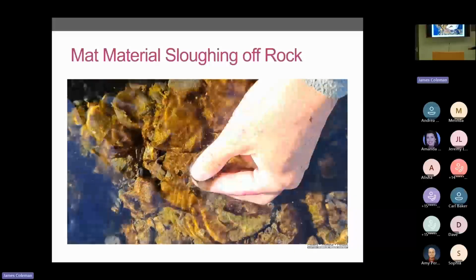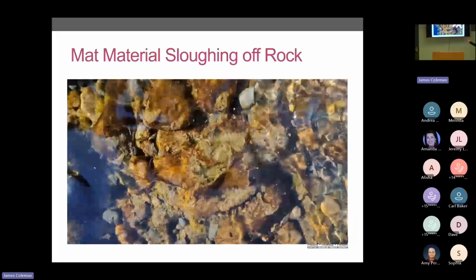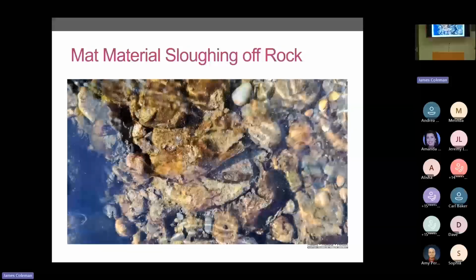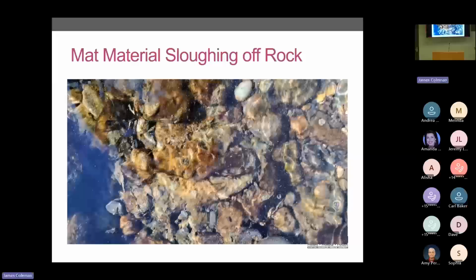And so this is how easily the material can lift off the rocks. This just kind of shows you, if the river flow changes greatly, it can wash the material off of the rocks. If the water level drops, the algae can get heated up and die off. And this is what I think we should all be concerned about, when we see a situation like this.